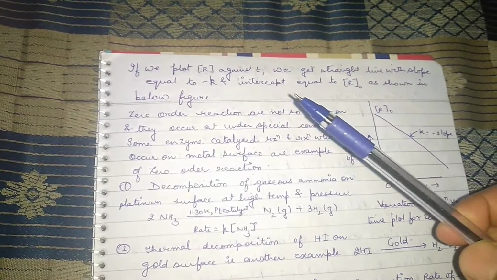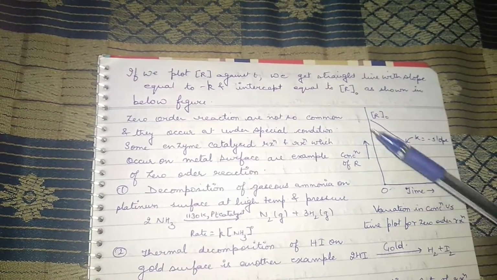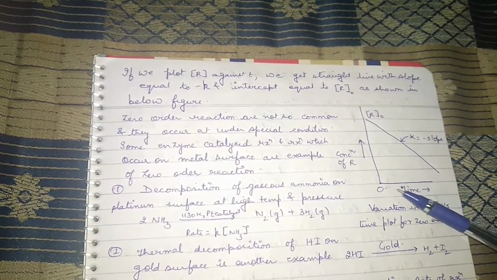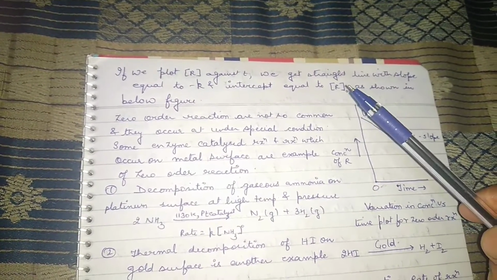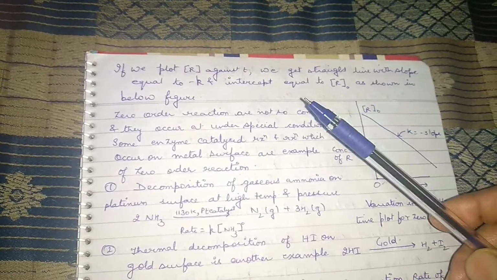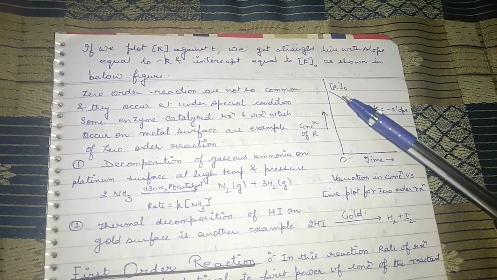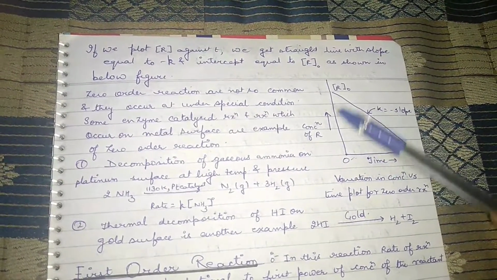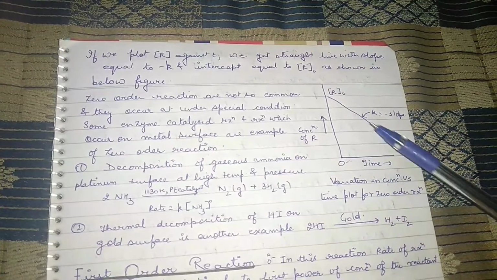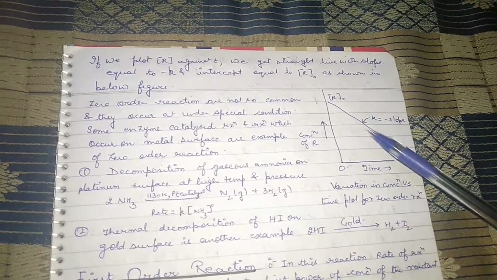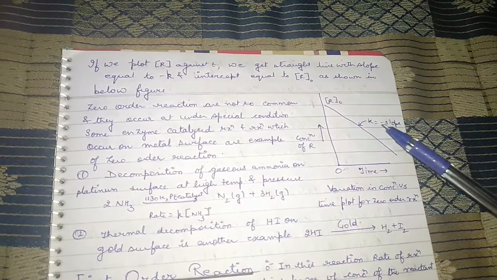Now if we plot R against t, suppose we plot a graph where on this side we have the concentration of reactant and this is the time. We get a straight line with slope equal to minus k and intercept equal to R naught, as shown in the figure below. So this is the intercept. With time the concentration of reactant decreases, and we get a negative slope because it goes down. That is why k is equal to minus slope.